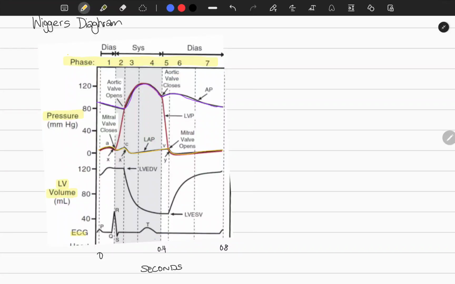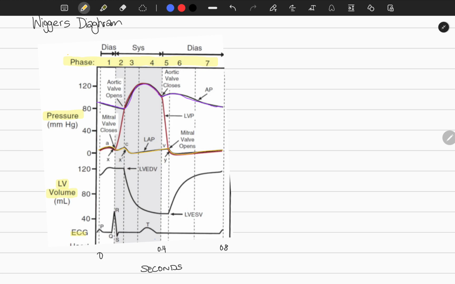Hello everyone, in this video I'm going to be teaching you Wiggers diagram. I'll be explaining how contraction, pressure, and depolarization occur within each other at the same time and how they're related.